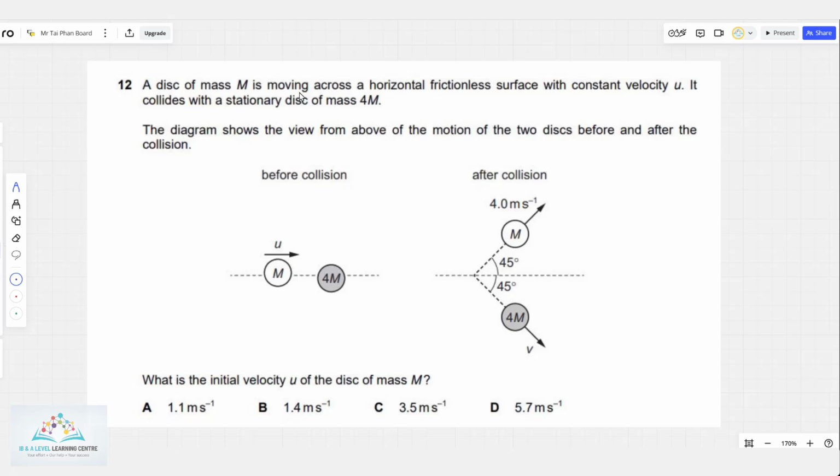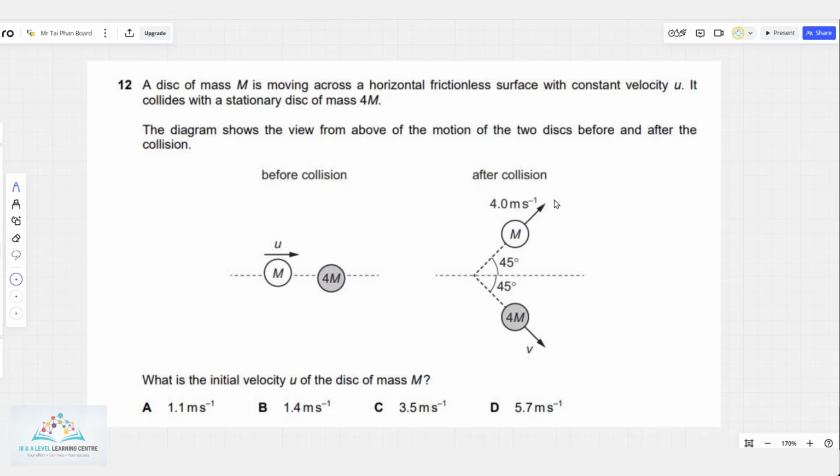A disk of mass m is moving across a horizontal frictionless surface with constant velocity u, here illustrated by an arrow. It collides with a stationary disk of mass 4m. The mass is 4 times greater. The diagram shows the view from above of the motion of the two disks before and after the collision. So the two disks move at two equal angles to the horizontal direction: 45 degrees and 45 degrees.